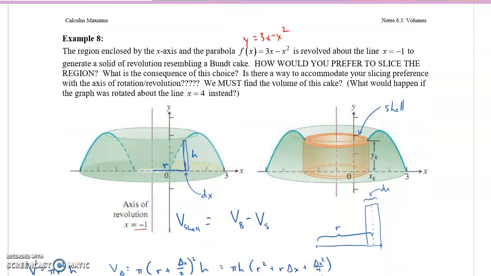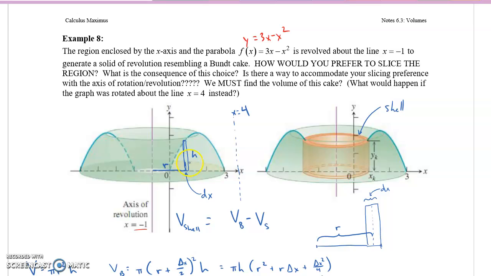It says, what would happen if the graph was rotated about the line x equals 4 instead? So x equals -1 is 1 unit to the left of our parabolic shape. X equals 4 is 1 unit to the right of our parabolic shape. Now, so these are kind of in the same place, these two possible axes of revolution. And the shape is symmetrical.